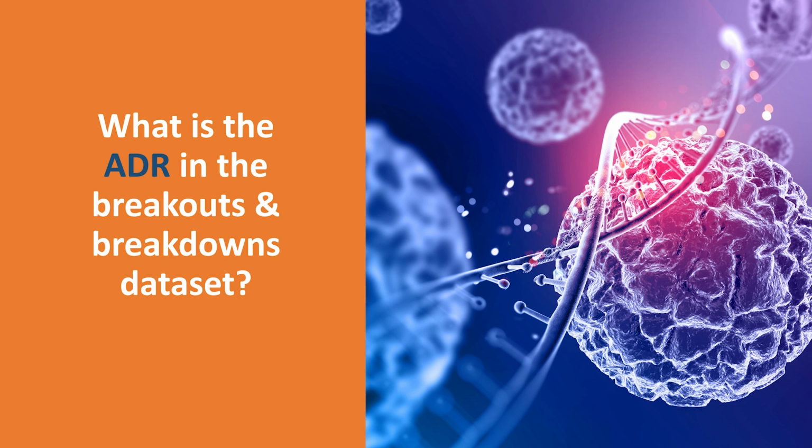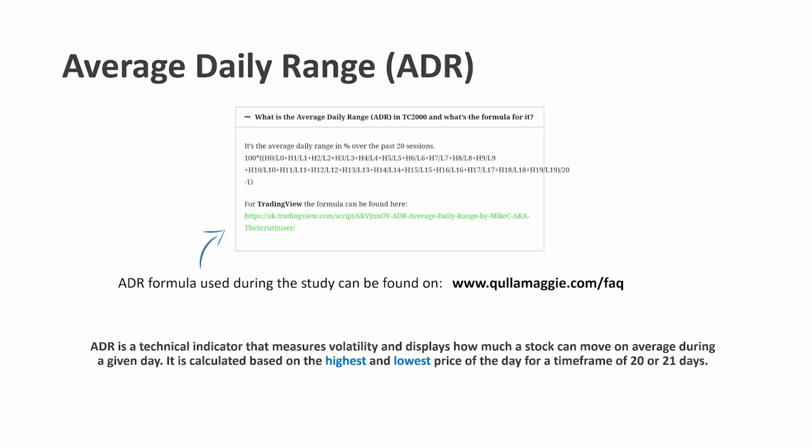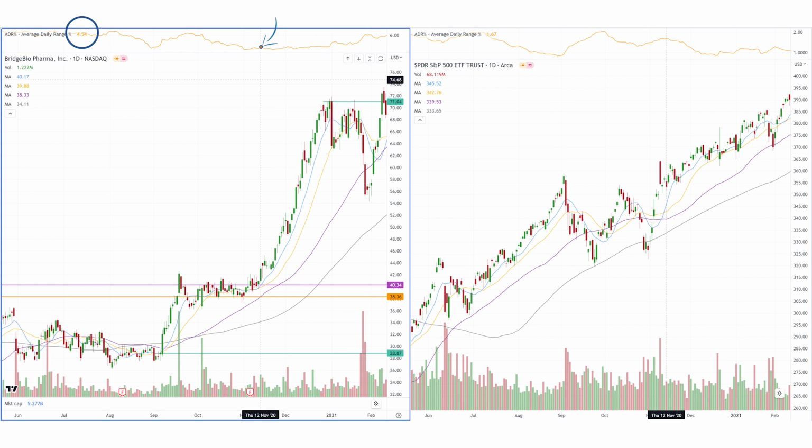Next question, what is the ADR in the breakouts and breakdowns dataset? The formula for ADR for both TC2000 and TradingView can be found on Christian's website. More details on the screen. On the chart itself, the indicator is plugged on top. It's the average daily range.